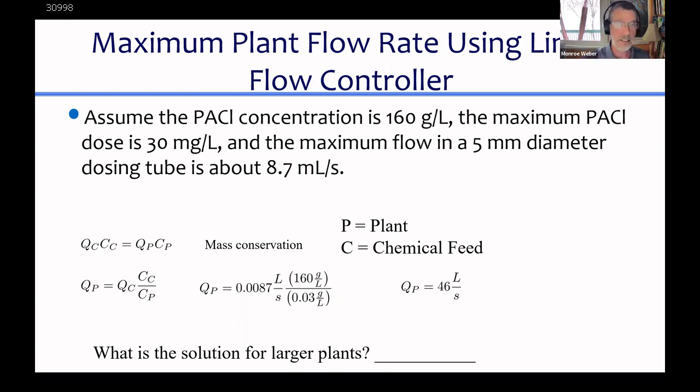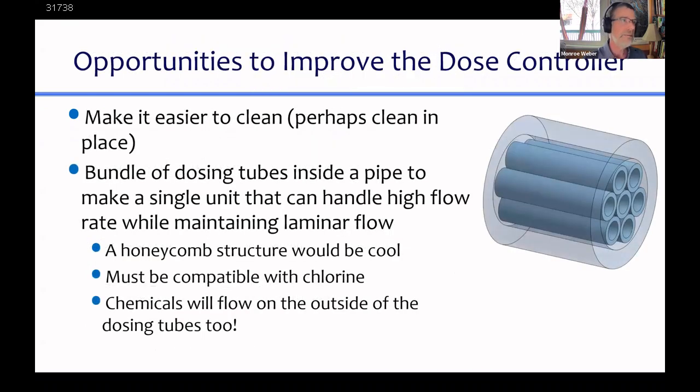So all this analysis suggests that by the time you get to about 50 liters per second, you're going to need more than one dosing tube. So that's the solution, more than one dosing tube. And actually it happens even before 46 liters per second, because even using a 5 millimeter diameter tube ends up being larger than what's really convenient because it ends up being so long. So there are things that can be improved with this system.